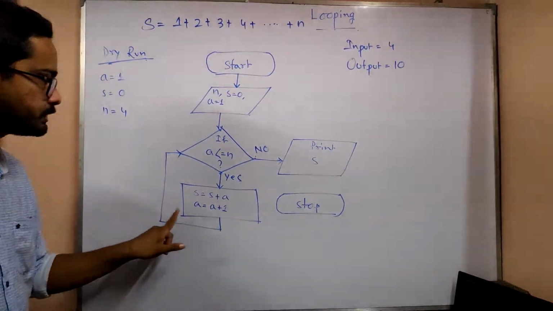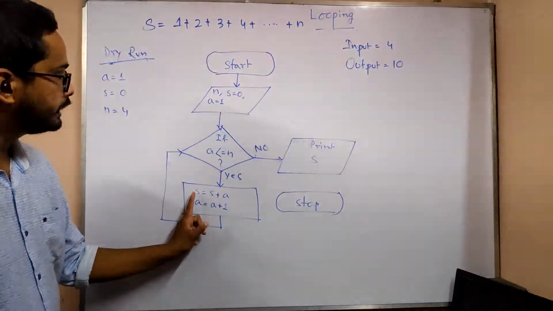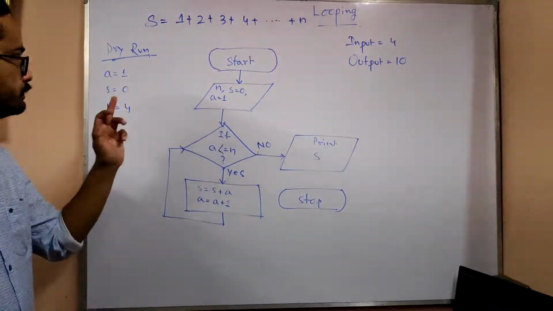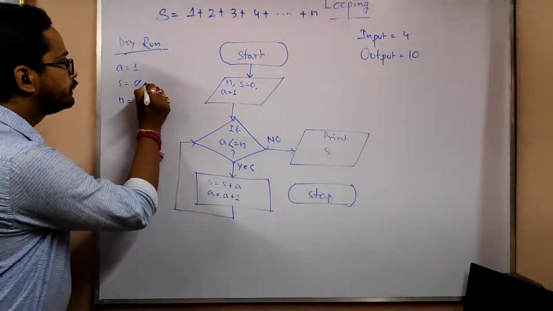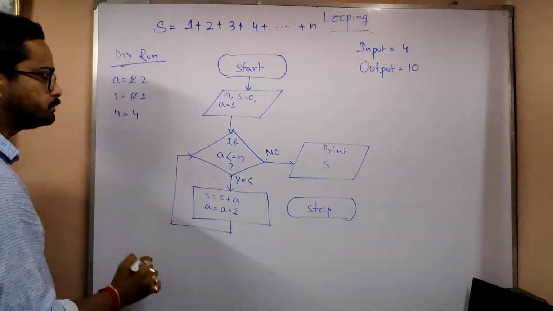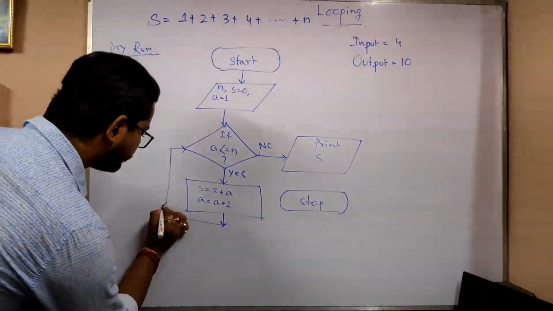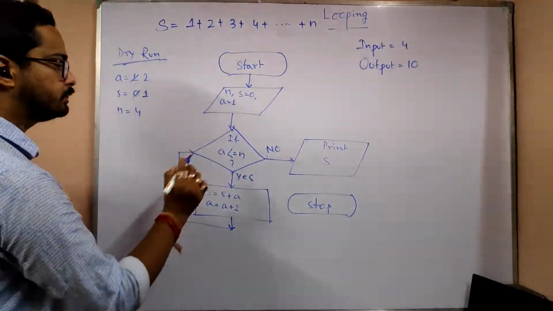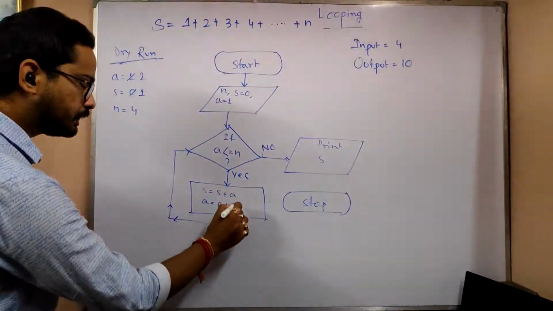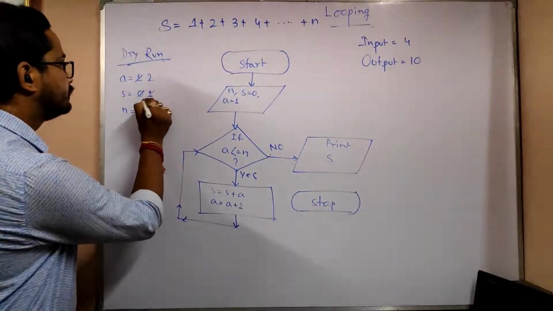And after that the process box will be compiled. Here s equals s plus a. The value of s is 0 and the value of a is 1. So it will be added and now the value of s will be 1. Now a is increasing 1 by 1, so the value of a will be 2 now. The control will go to this line. Is 2 less than or equal to n or not? Yes, again it will come here. The compilation will occur. S was 1 and 1 plus 2 will be 3.